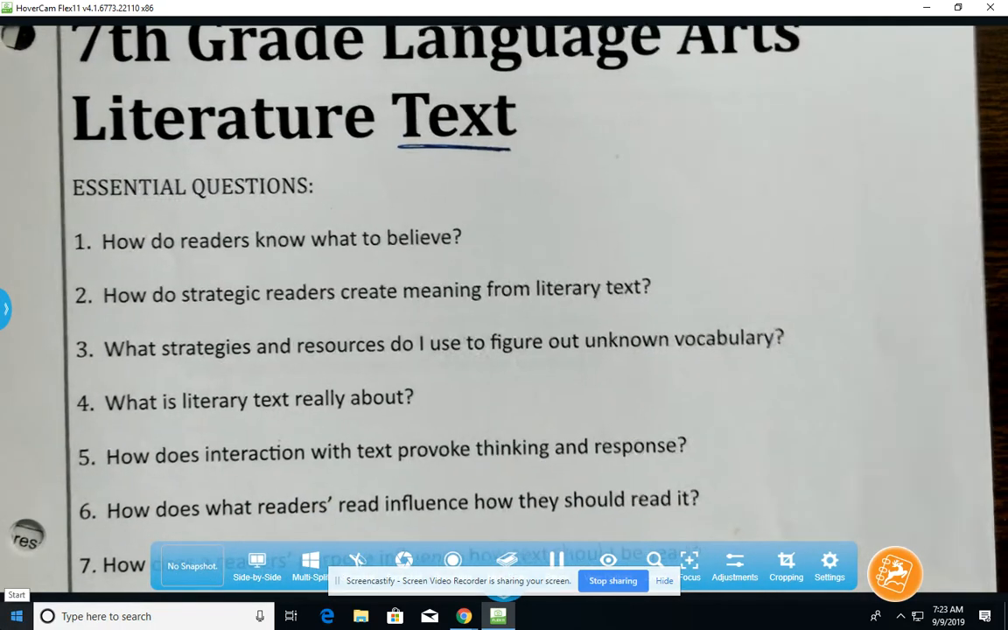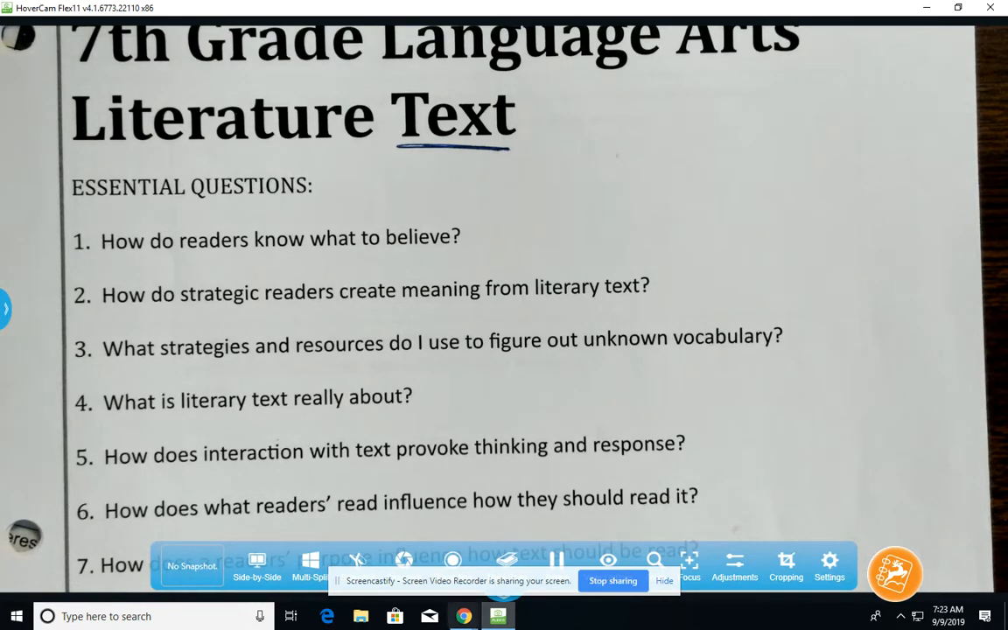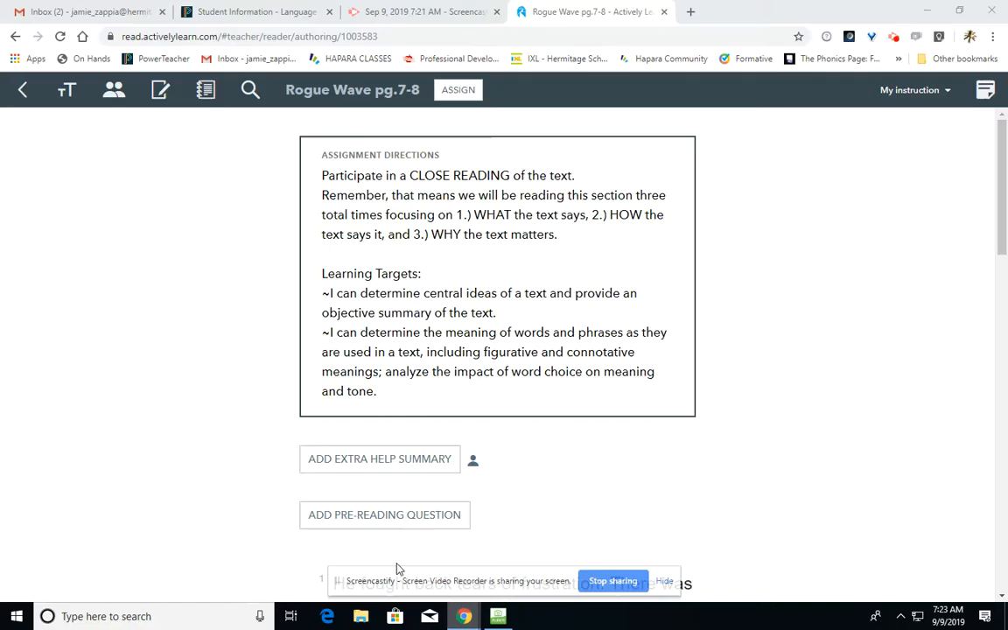We're going to be going into a few different learning targets today as we close read another section from Rogue Wave, this time page 7 and 8. With this close read, we're going to focus on, in the first reading, what the text says, second reading, how the text says it, and the third reading, why that text matters.